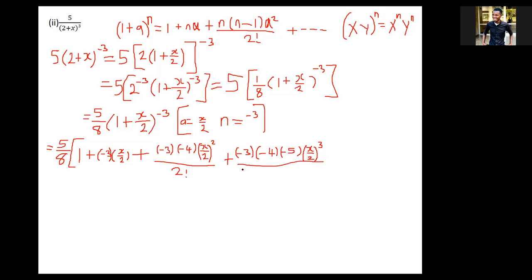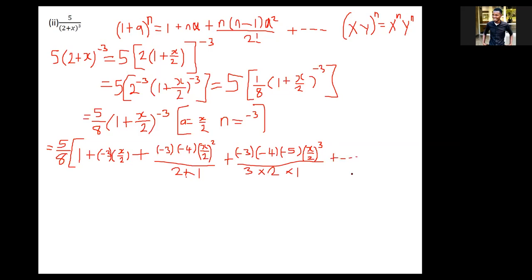And then we write 3 factorial there. So 3 factorial is just the same as 3 times 2 times 1. And then this 2 factorial is just the same as 2 times 1. Then it goes on like that.